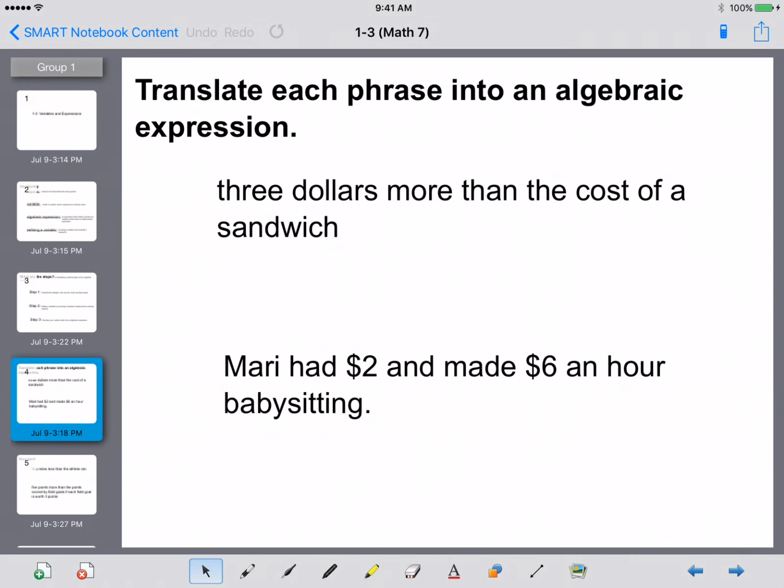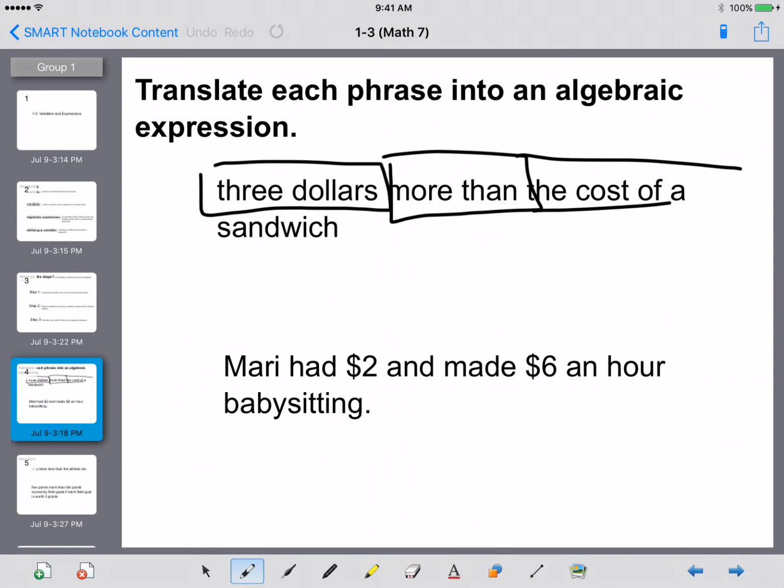So I'm going to do a couple examples for you. Here it says $3 more than the cost of a sandwich. So I'm going to highlight what we think our variable is. We know what $3 is, $3 is 3. More than is plus, and then the cost of a sandwich, we don't know what that is. So we know this is 3, this is plus, and this is a question mark.